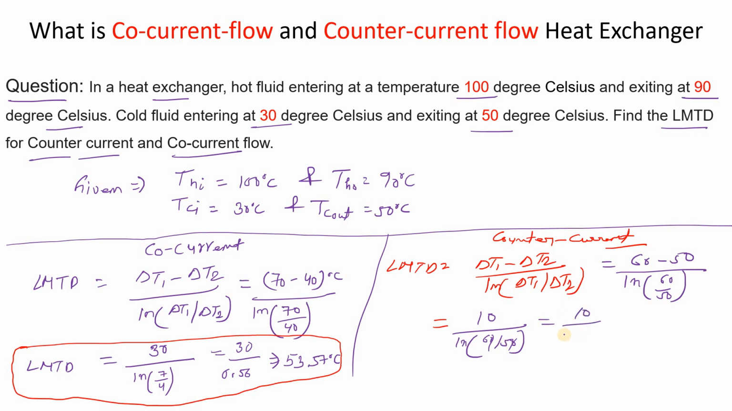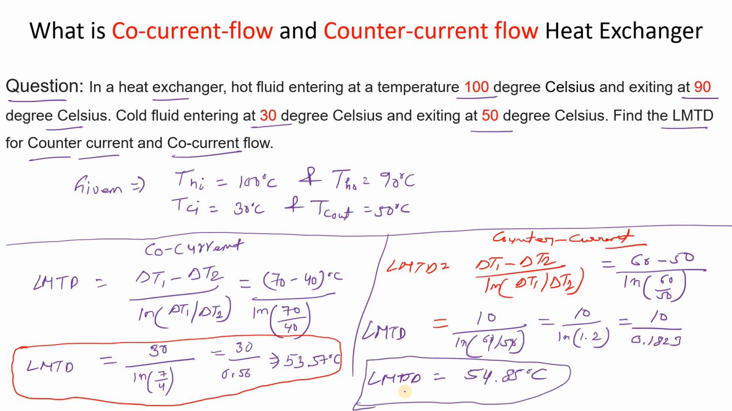Now 10 divided by ln 1.2, right? So now let's solve the ln first. When you solve ln 1.2, what will be the answer? Your answer will be 0.1823 approx, right? So now solve this one. LMTD is 10 divided by 0.1823. So your answer will be approx 54.85 degrees Celsius, right?